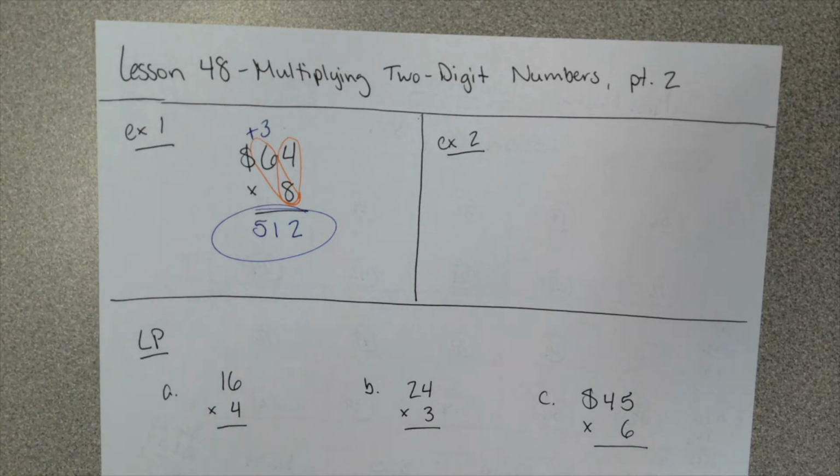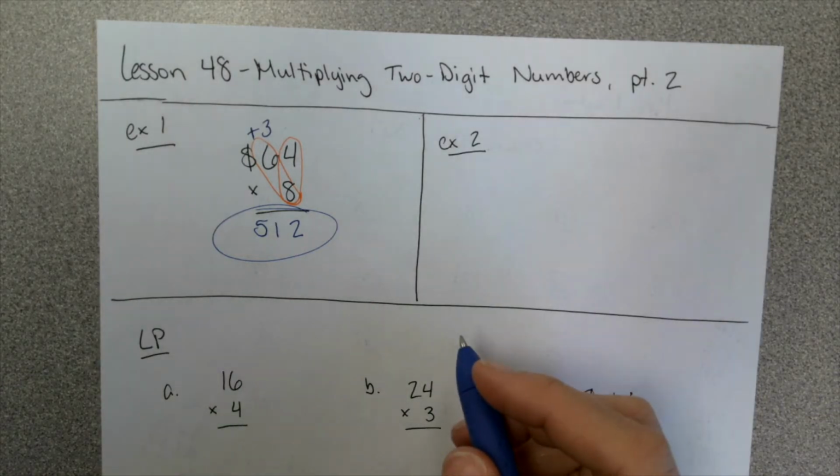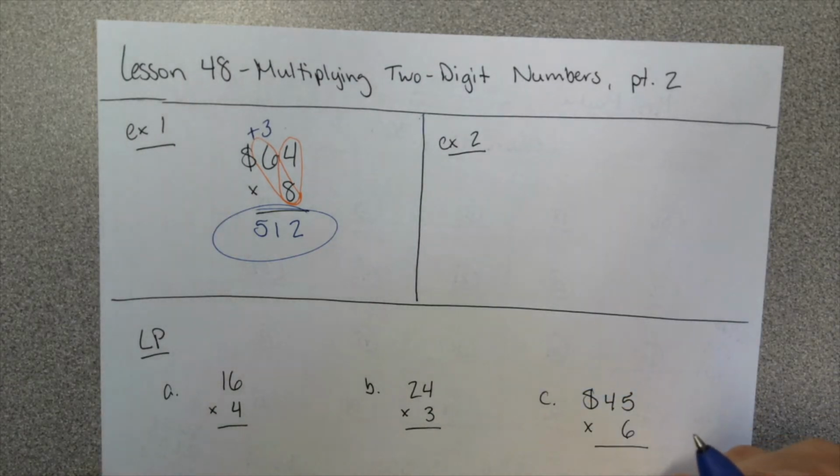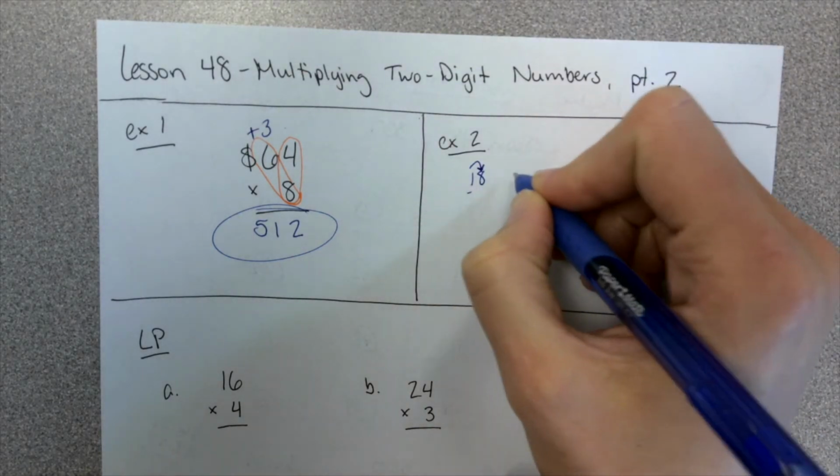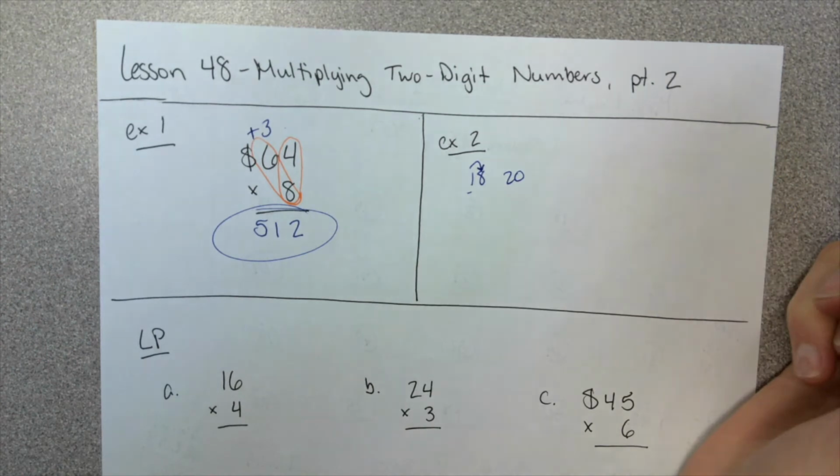Let's go ahead and do that for example 2. Example 2 says a chef uses 2 cups of milk to make 1 pot of soup. About how many quarts of milk does he need to make 18 pots of soup? So 2 cups go in 1 pot. So 18, if I round it to the nearest 10, the 8 is going to tell me to go up 1 time, so I get 20.